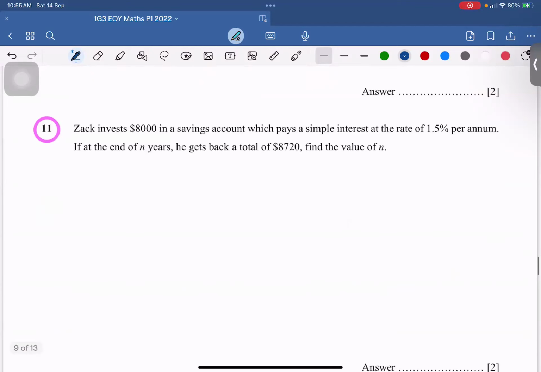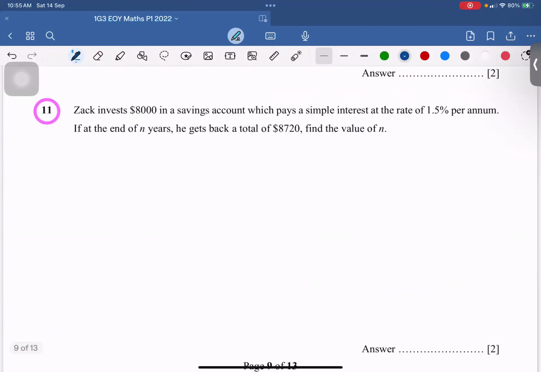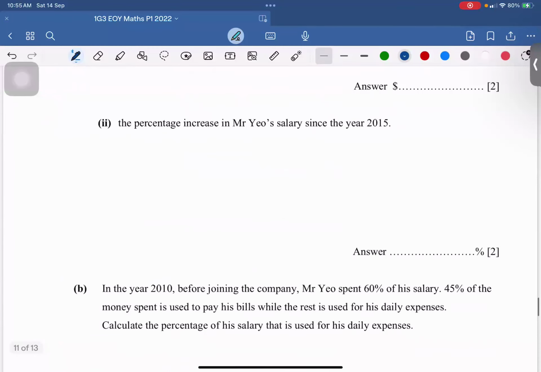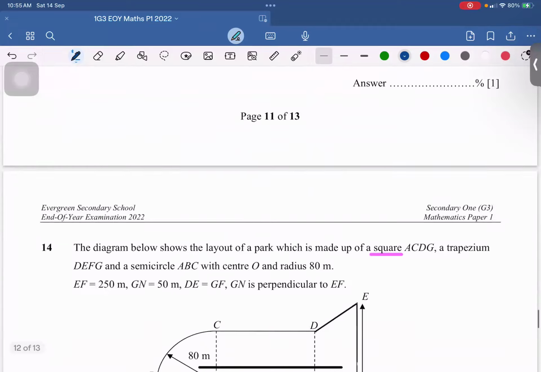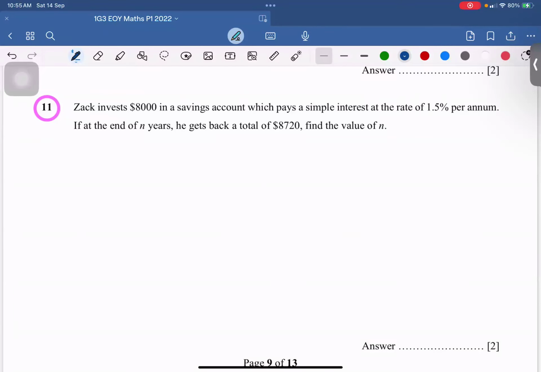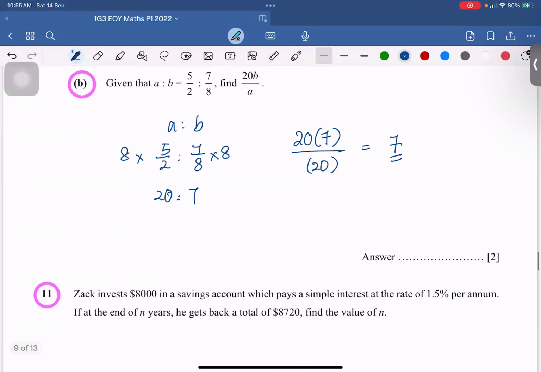Next question, question number 11. This one I'll do a little bit slower. Let me see how many pages I am left with. 1, 2, 3. This one should be doable. Next part. I'm running out of time.